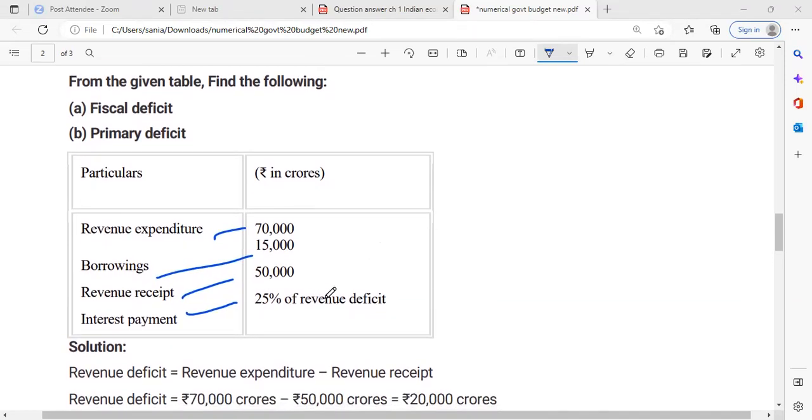Now find 25% of revenue deficit, which is 25% of 20,000. So it will be 25 divided by 100, multiplied by 20,000. So it's 5,000.